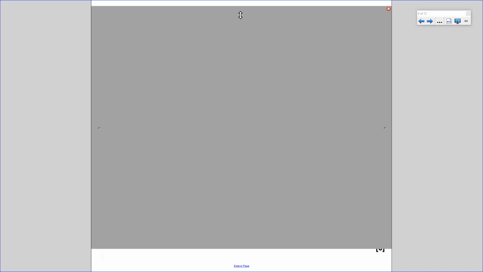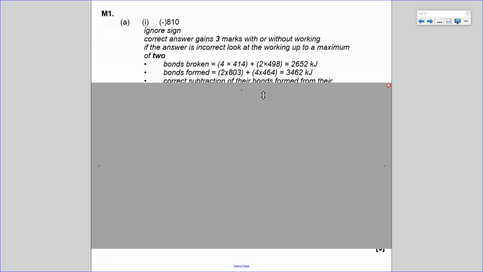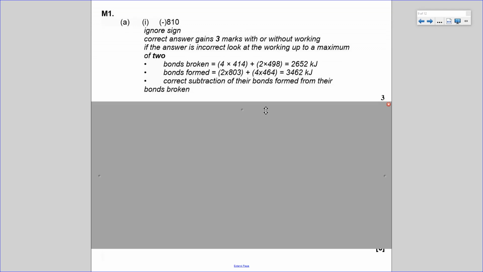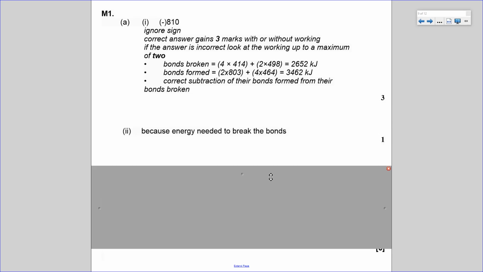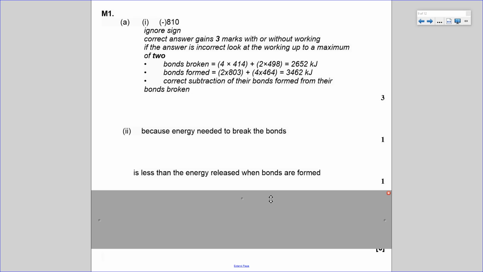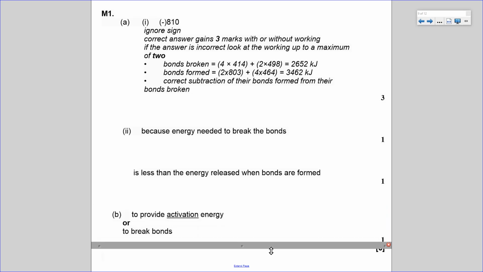Okay, so question 1's answers for part A, minus 810. Showed you the breakdown for that. Part 2, because energy is needed to break the bonds, and that is less than the energy release when bonds are formed, so go back to that definition previously. And then to provide the activation energy or to break bonds.